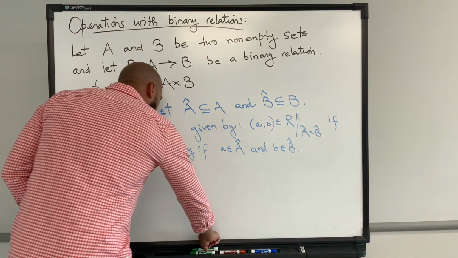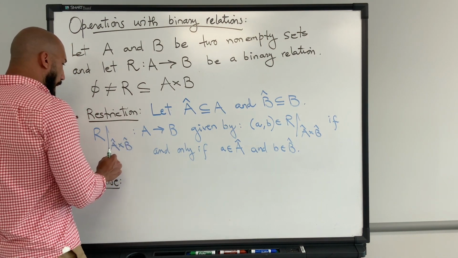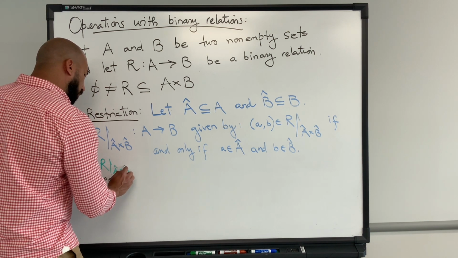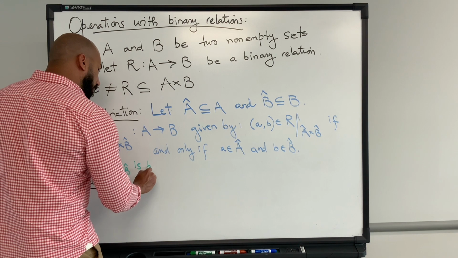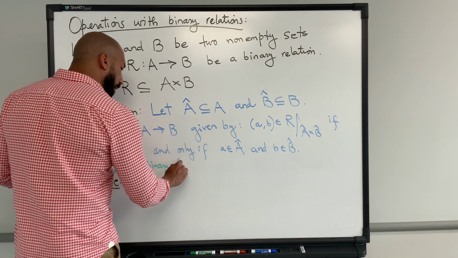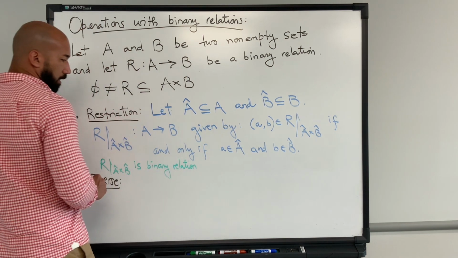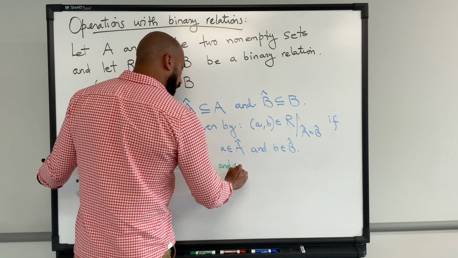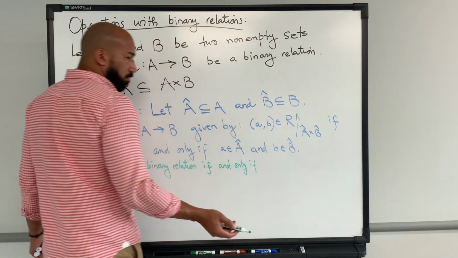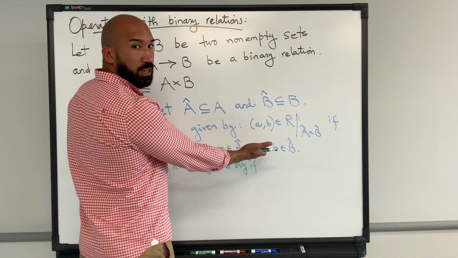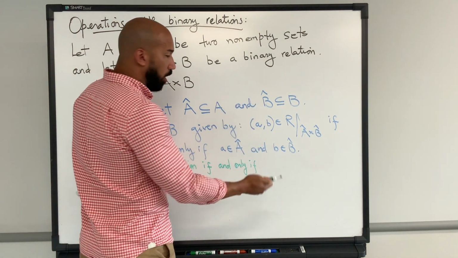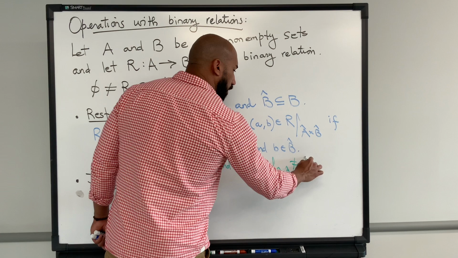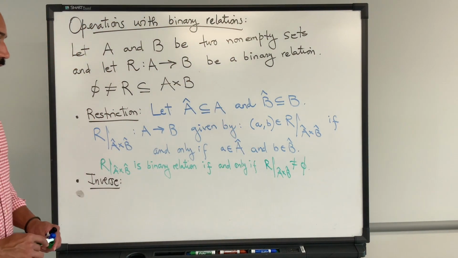Obviously, the restriction, restricted to A hat Cartesian product B hat, is a binary relation if and only if at least one of the pairs in R remains in the restriction. So if that restriction is different from the empty set. Is that okay?